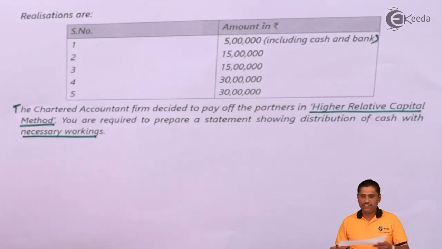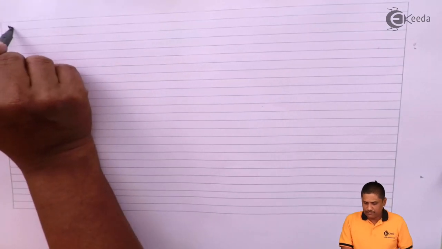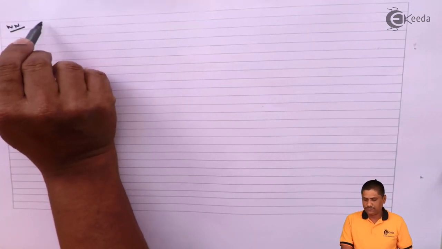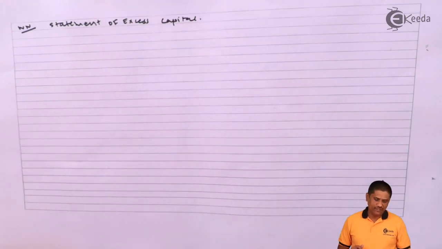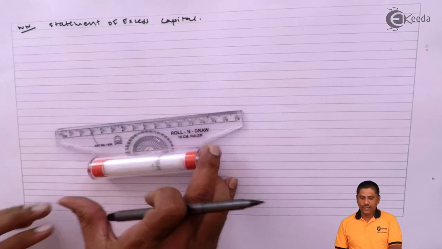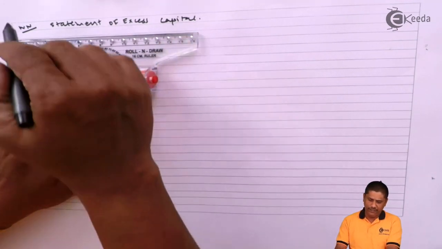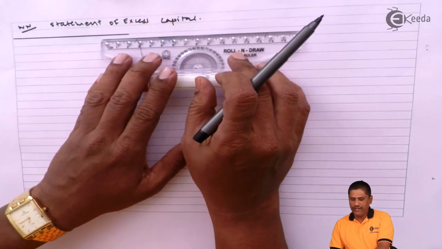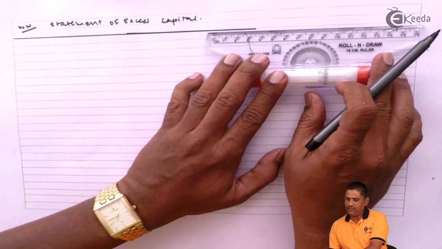So friends, when you begin with this type of question, you need to find out firstly the excess capital of the partners. For that we prepare a statement of excess capital. So let us come to the statement of excess capital, the working note we are drawing. A statement of excess capital is prepared to find out which partner has excess capital and how much. So that when it comes to paying the partners, we will firstly pay for their excess capital and then we will pay for their proportionate capital. This statement is targeted to find out which partner has extra capital in relation to their PSR, their profit sharing ratio.